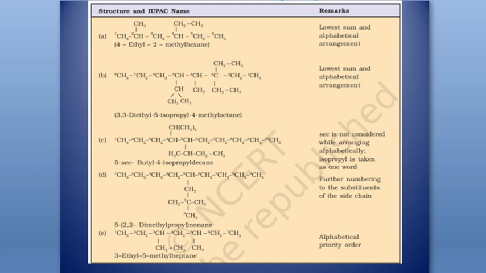Then the third example is 5-sec-butyl 4-isopropyl decane. Here the long carbon chain is decane. There are actually 2 side chains, which are isopropyl and another is butyl. Butyl, not butyl, it is sec-butyl. So the name is 5-sec-butyl 4-isopropyl decane.